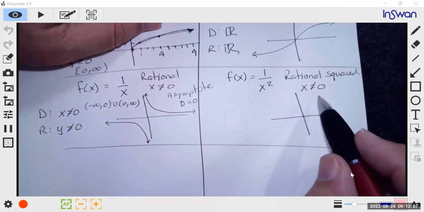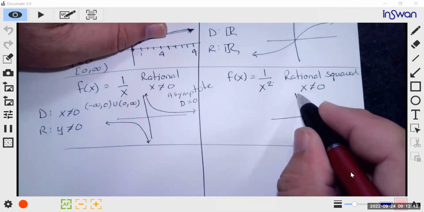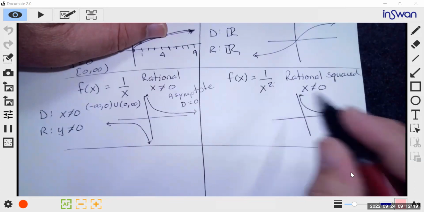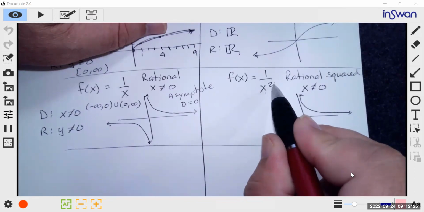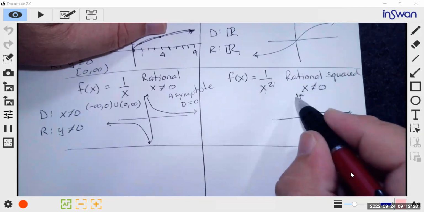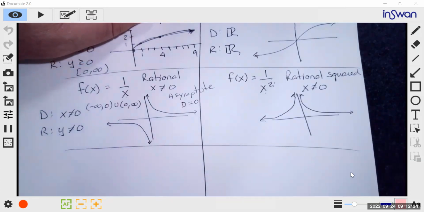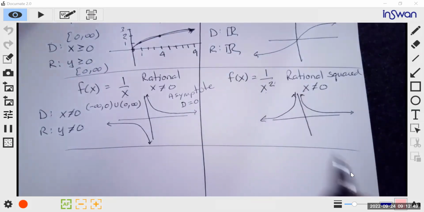So since x can't equal 0, again, same thing here. When x gets bigger, the number gets smaller. So on the positive side, it's like that. It just grows a lot faster. How about the negative side? If we put a negative in there and square it, what happens to it? It'll be positive. Yeah, so this side of the graph is like this. Kind of looks like the Atari symbol. It'll never cross the y-axis because the top can never equal 0.